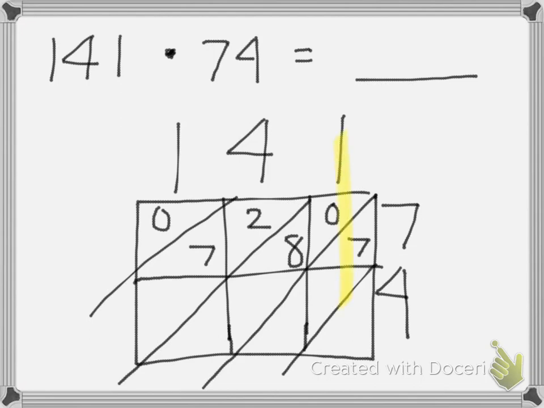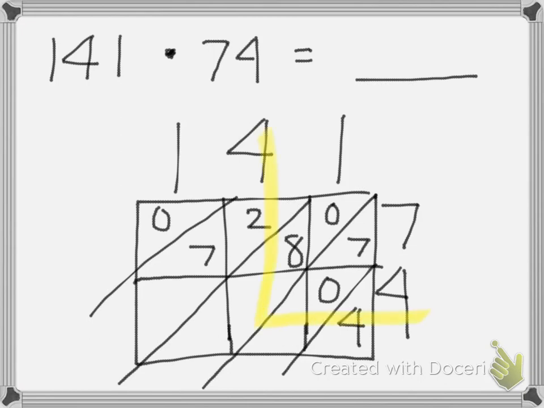Starting on the next line, 4 times 1 is 4. 4 times 7, 28. Looks like I made a mistake there, huh? Always check your work. Try that again.